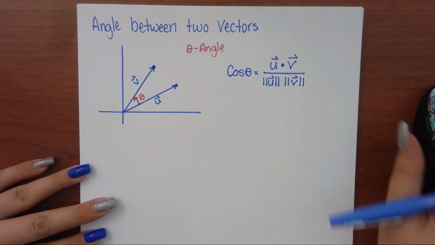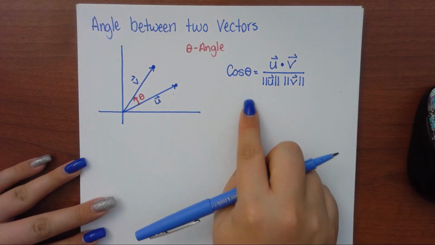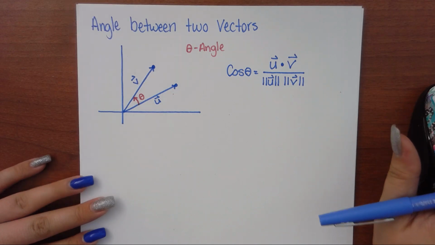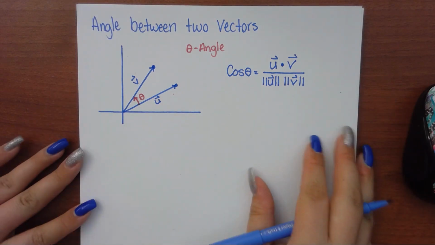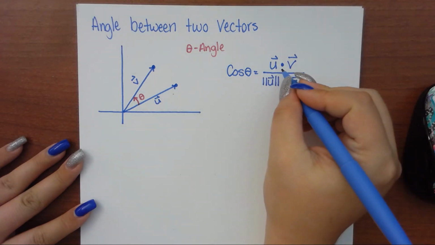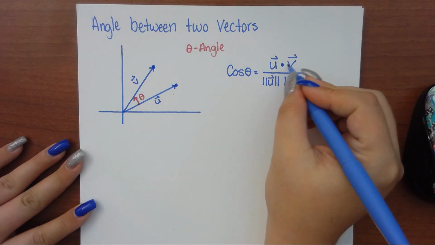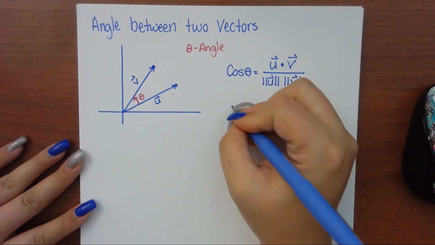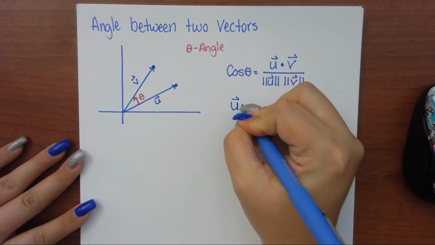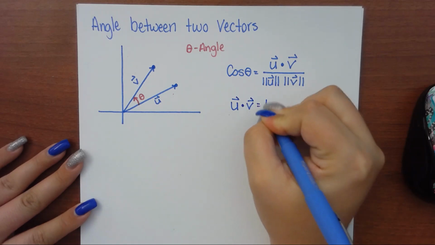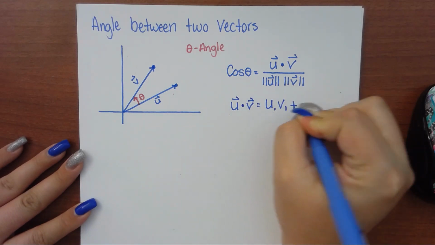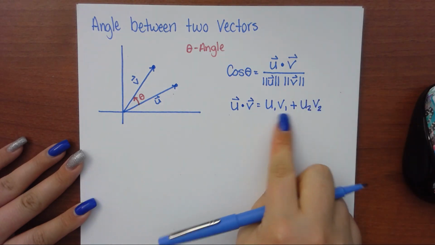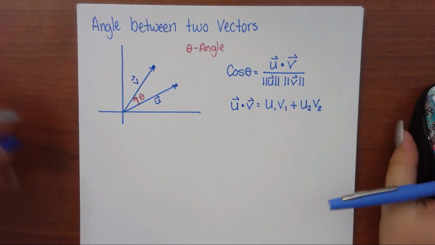Sorry for that. But this will help you find the angle between any two arbitrary vectors. So we have cosine of theta is equal to the dot product between u and v divided by the magnitude of u times the magnitude of v. As a reminder, the dot product formula is u1 times v1 plus u2 times v2, where I take x times x and I add it to y times y. So let's go ahead and look at an example.